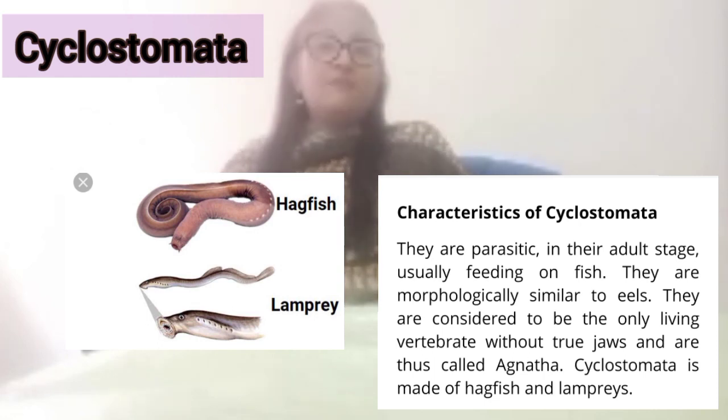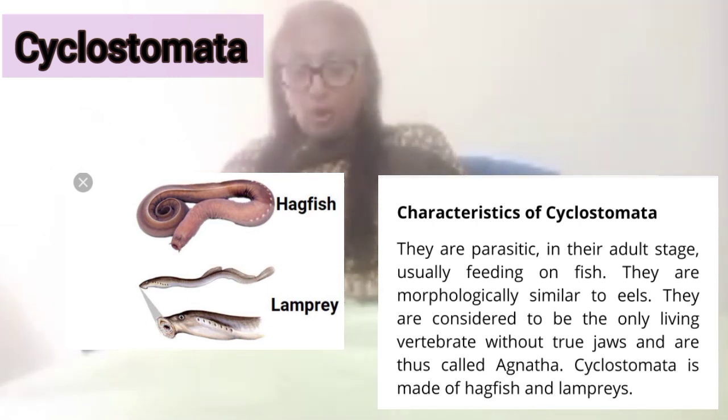They do not have an exoskeleton. Endoskeleton is present and it is cartilaginous. The breathing organ is gills, and they have an eel-like body. They do not have paired fins. Examples are lamprey, hagfish, etc.